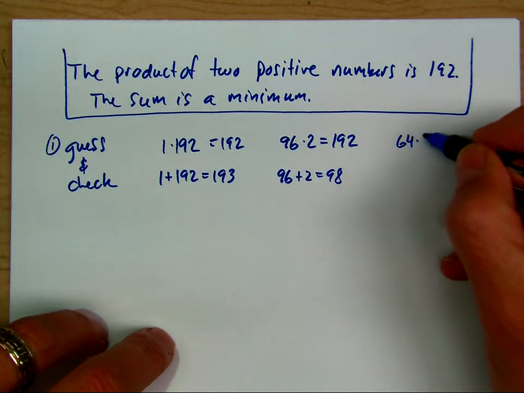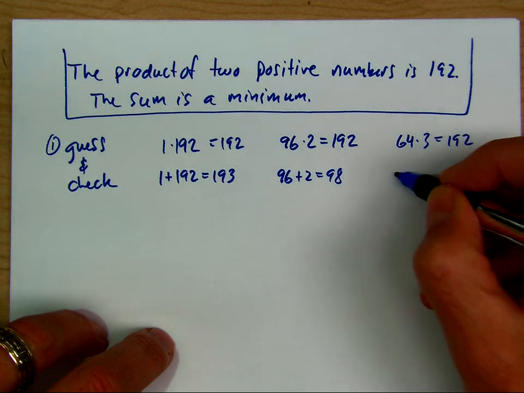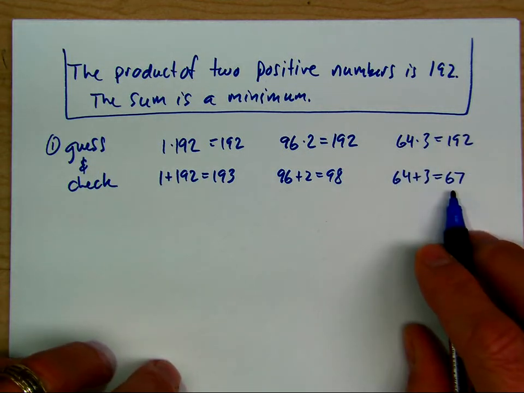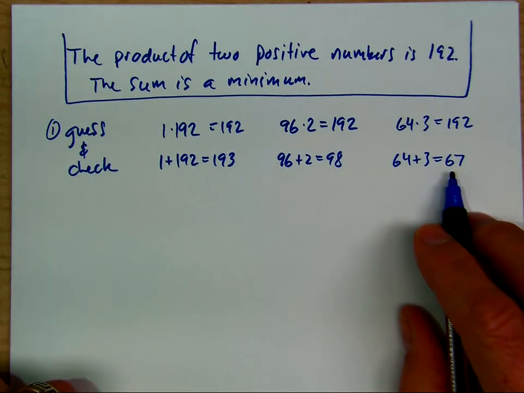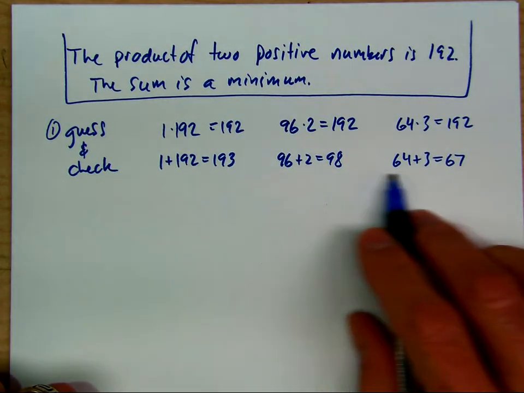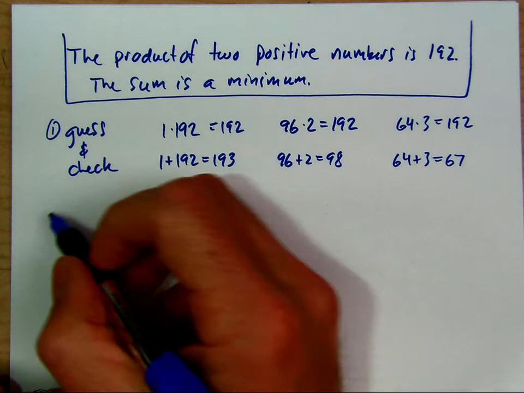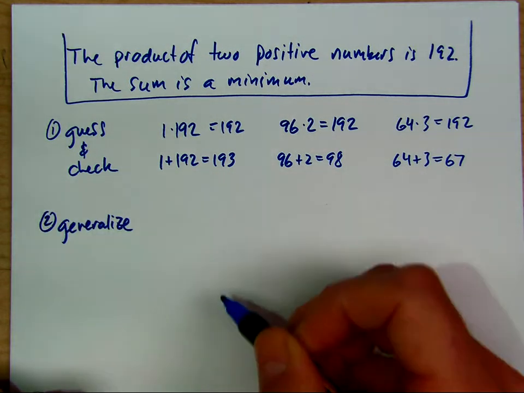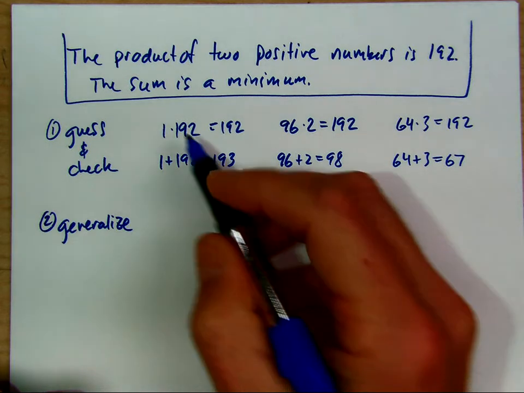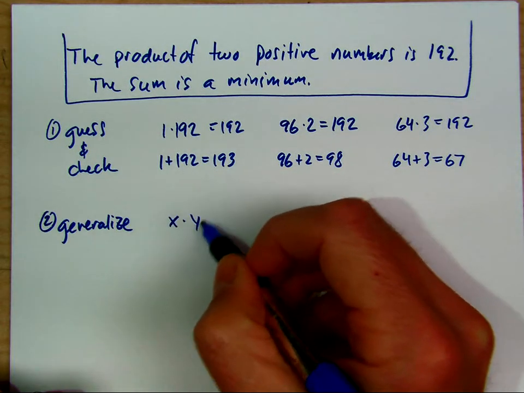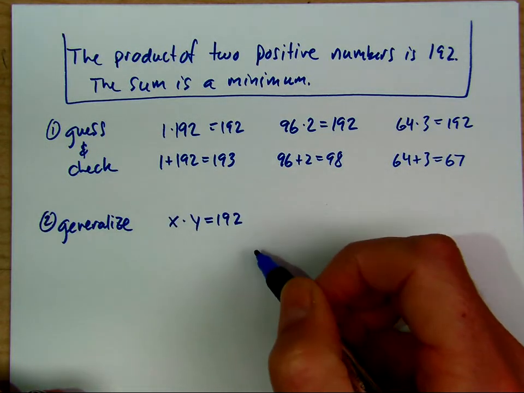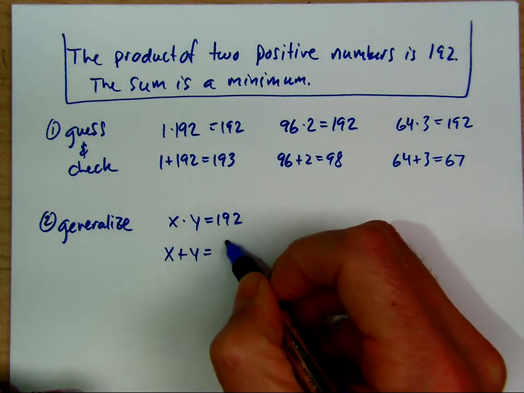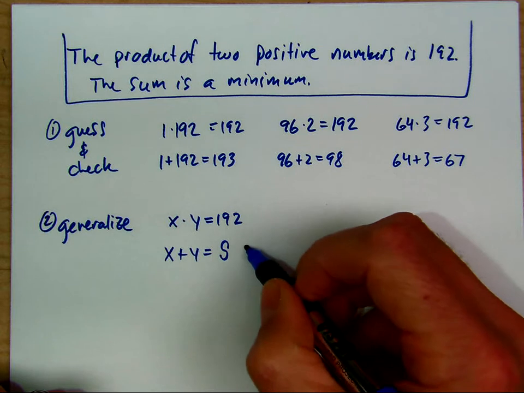64 times 3 is 192. 64 plus 3 is 67, and that's an even smaller sum. So we could keep on going, but we see the relations, and we can generalize. We know that we're going to have two numbers, x times y equals 192, and we need x plus y to be the sum, and we want to minimize the sum.